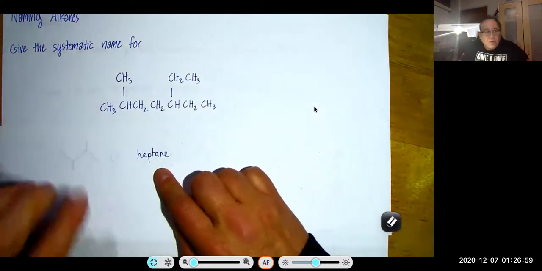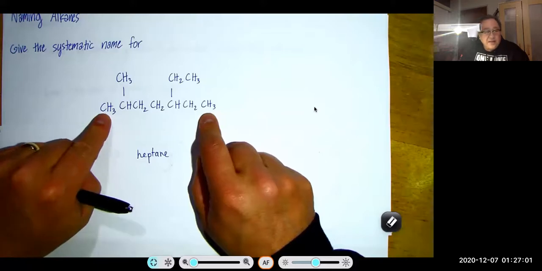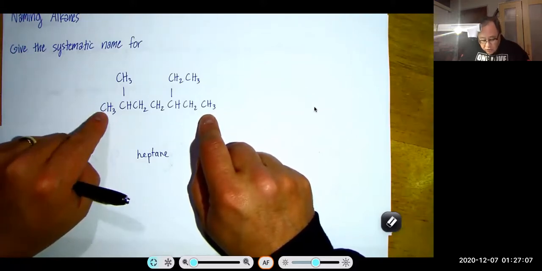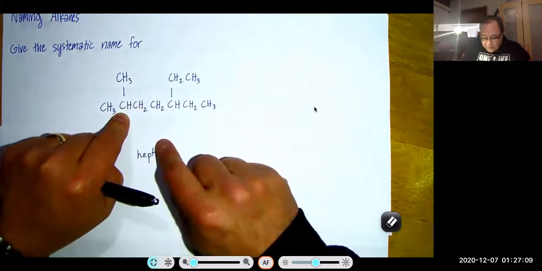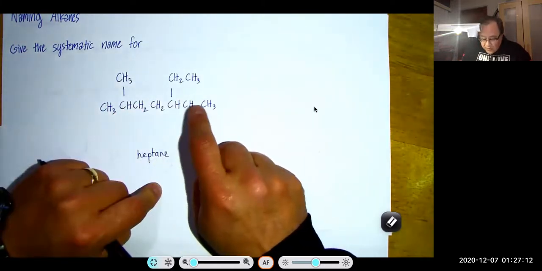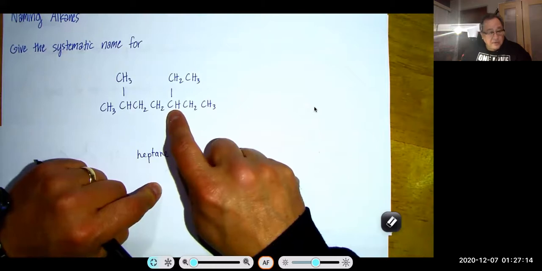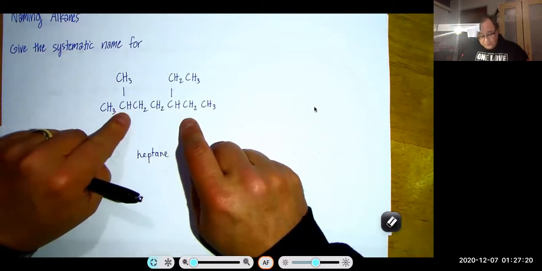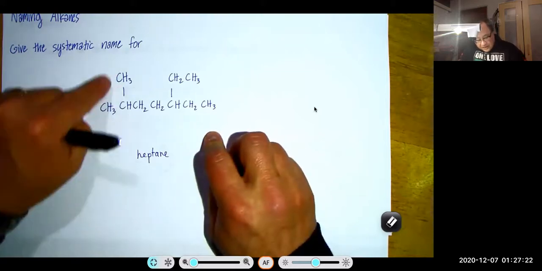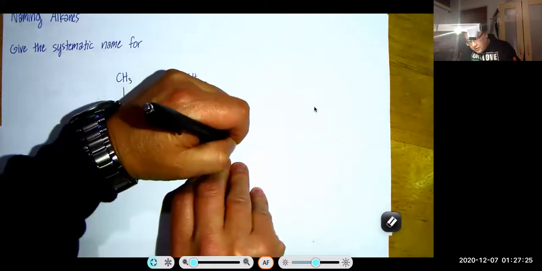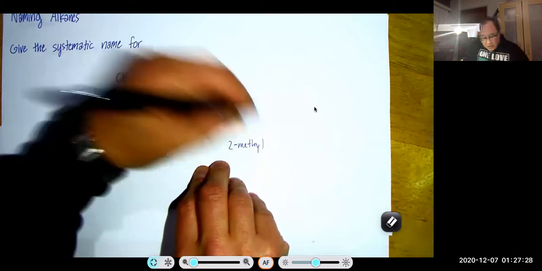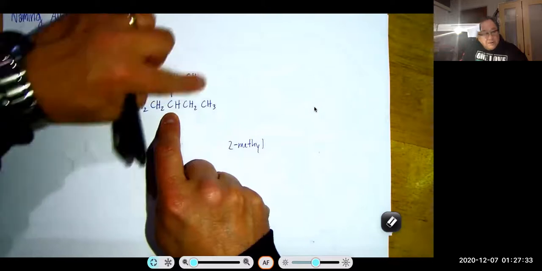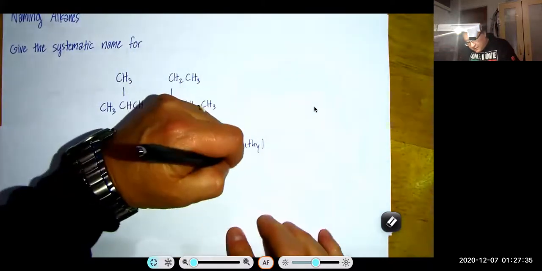Now, which end do we want to start numbering at, the left or the right? And the answer is whichever one is closest to the branching. If I start here, 1, 2, the branching starts at carbon 2. If I start here, 1, 2, 3, the branching starts at carbon 3. So I'm going to start over here so I can start branching at carbon 2. So what does that make this CH3? It makes it a 2-methyl. 1, 2, 3, 4, 5. So this one branches on carbon 5, and that's a 5-ethyl.